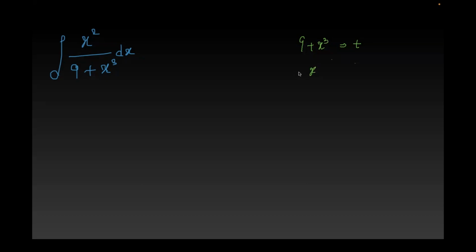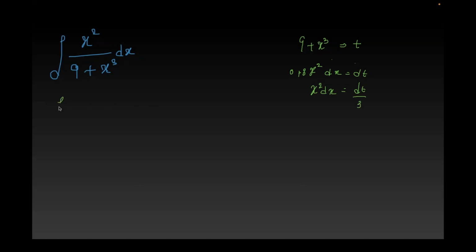So differentiation of the constant is 0 plus this is what? 3x square dx is dt. Do you see something? x square dx is there, but 3x square is not there. Let us do one thing. x square dx is equal to what? dt by 3.